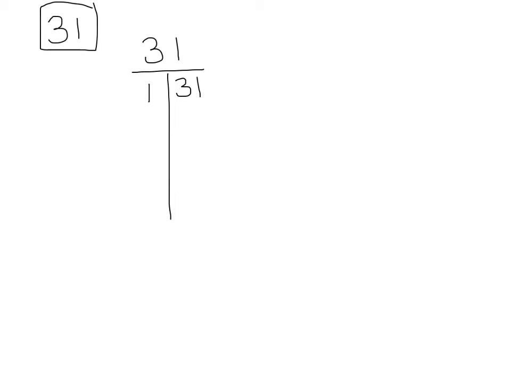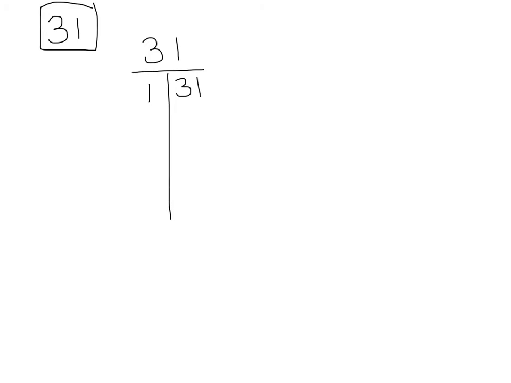6, 12, 18, 24, 30, 36. Skipped over it. 7s. 7, 14, 21, 28, 35. Skipped over it. 8s. 8, 16, 24, 32. Skipped over it again. So this is another reason why knowing your facts is very important, because it helps you to be able to go through your multiples list quickly.